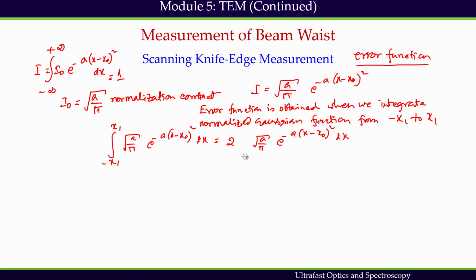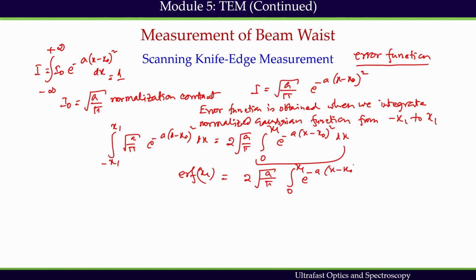Or we can write down as square root of a by pi, 0 to x1. So this function is called the error function. So this error function of x1, with the limit going up to x1, is nothing but 2 square root of a by pi, integral 0 to x1 e to the power minus a (x minus x naught) whole square dx. This is the error function.